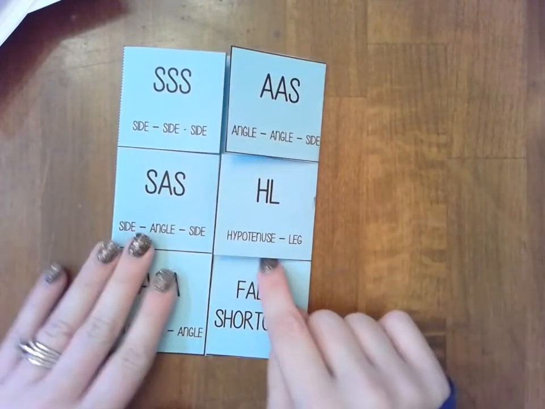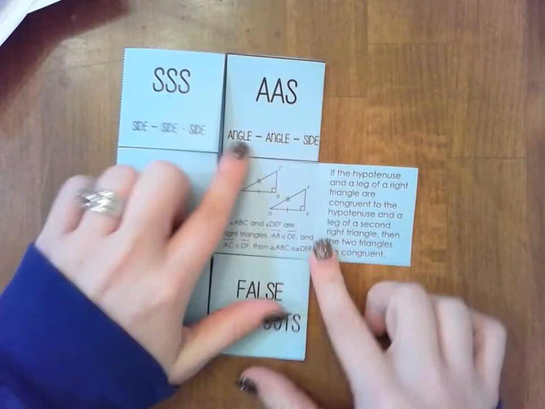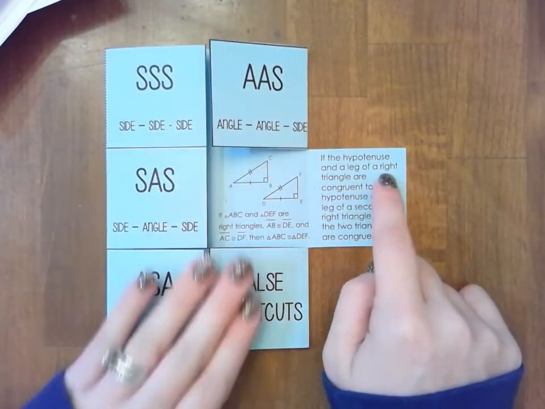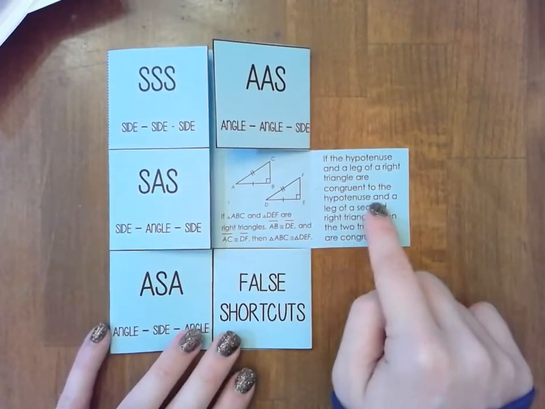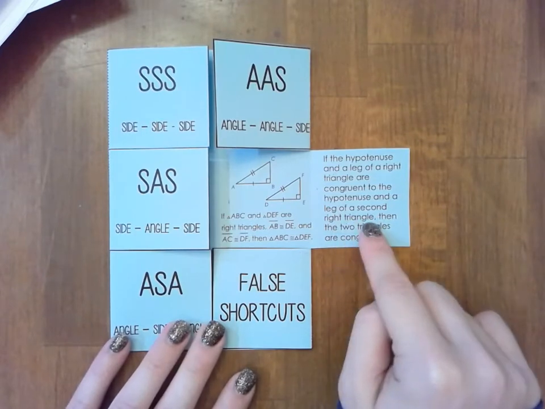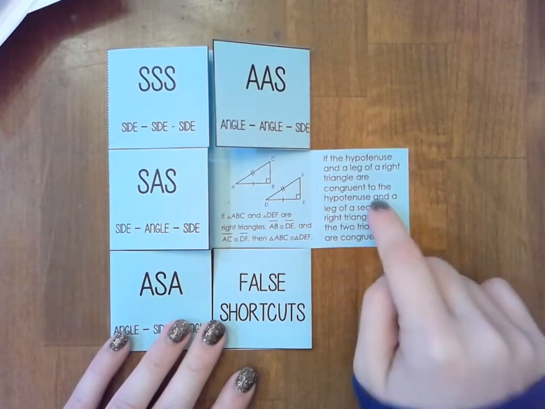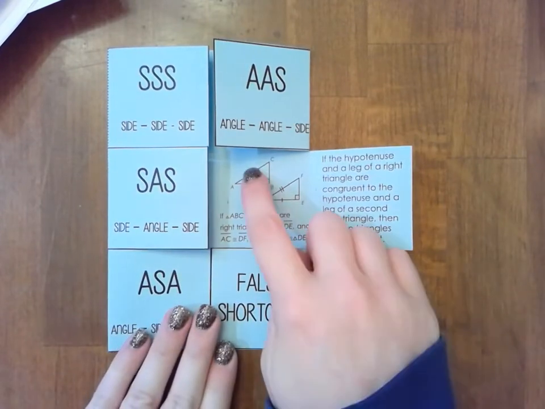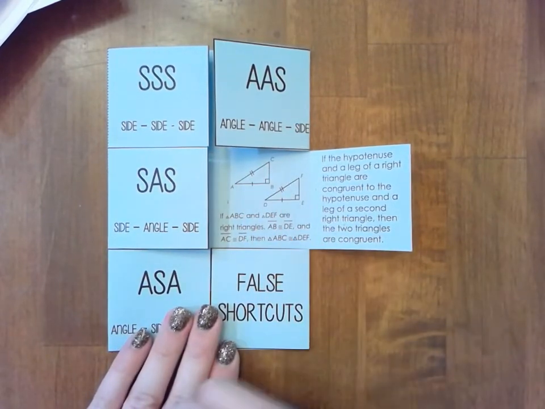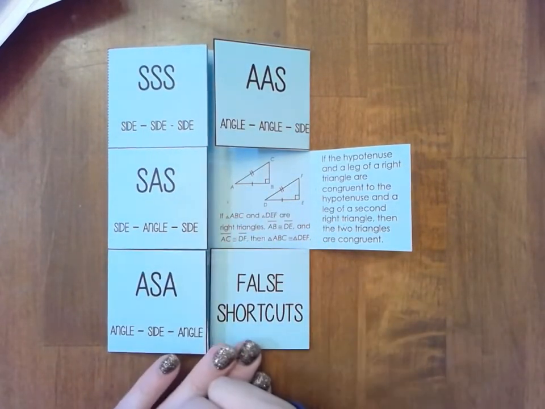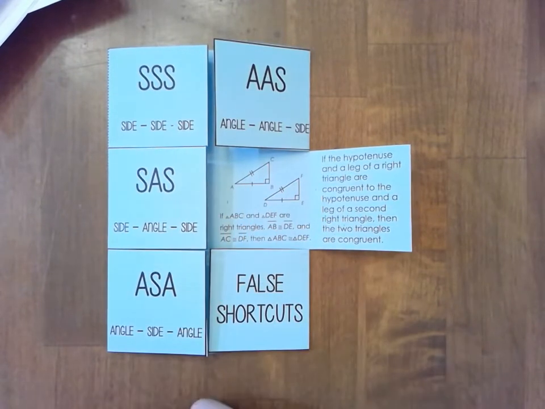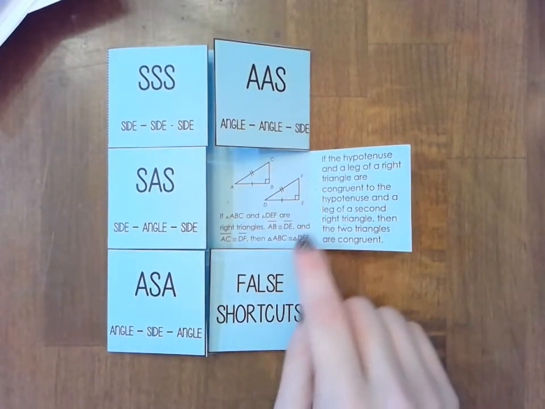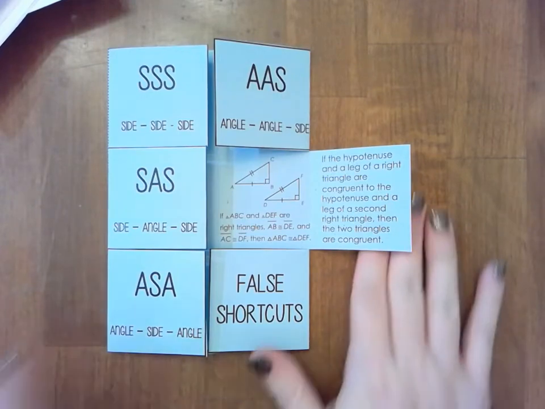Then we have the hypotenuse leg. If the hypotenuse and a leg of a right triangle are congruent to the hypotenuse and a leg of a second right triangle, then the 2 triangles are congruent. So the important thing here is it has to be a right triangle. The hypotenuse leg postulate only works for a right triangle. And then it says that if the hypotenuses are equal and one of the legs, it doesn't matter which one, then the 2 triangles are congruent. Again, only works for right triangles.